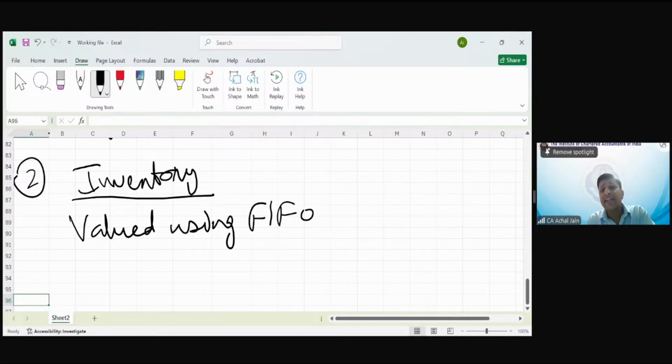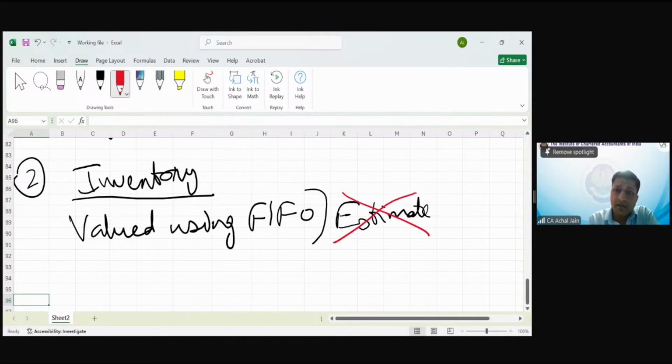Now can we say that this valuation based on FIFO is an estimate? Tell me, can we say it's based on estimate, Ishan? No, sir, FIFO is not an estimate. It's based on fact. Though they have to follow FIFO or weighted average, the method is not estimated.